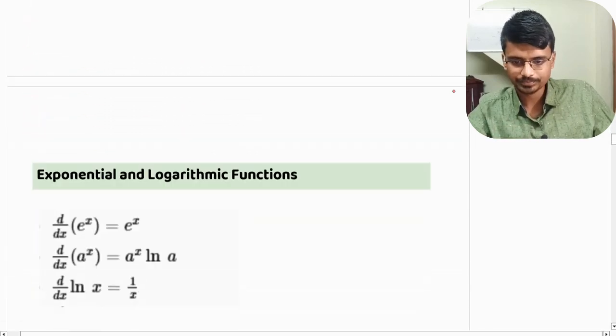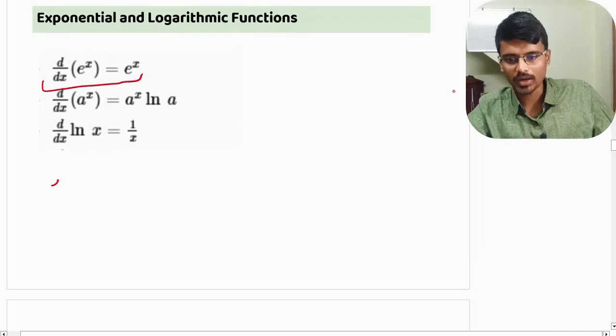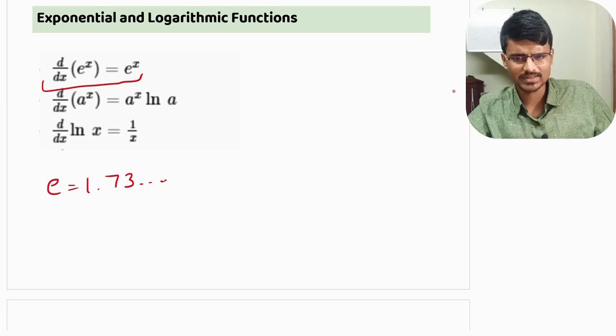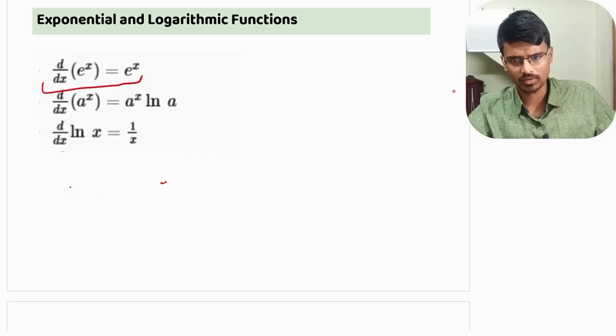Okay, other important thing. So differentiation of e power x. E power x is nothing but an exponential function. What does e mean? E has some value. It is 2.73 dot dot dot some value. So it is a standard. It is a very important function in mathematics. So we need to remember. Okay. So differentiation of e power x is directly e power x.